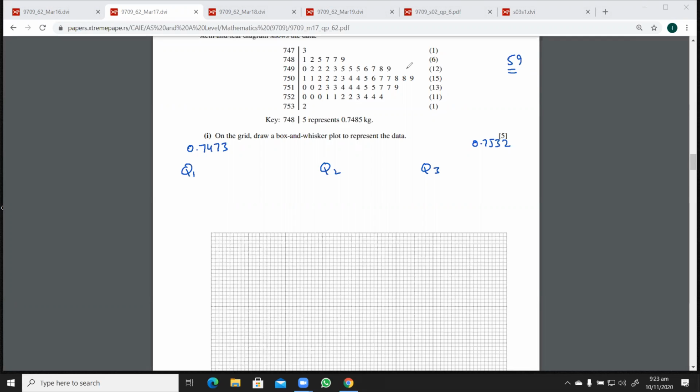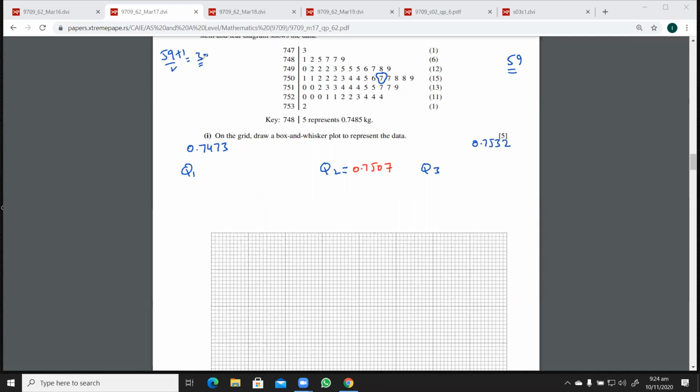So 59 plus 1, over 2, that means we have 30. So the median is at the 30th place. This is 1 plus 6, 7 plus 12 is 19. So 19, 20, 21, 22, 23, 24, 25, 26, 27, 28, 29, and this is the median. Please confirm this. Have I done this correctly? The median is 0.7507.